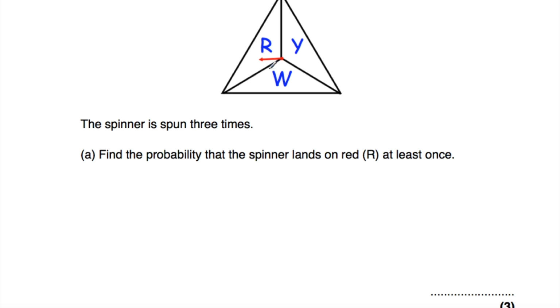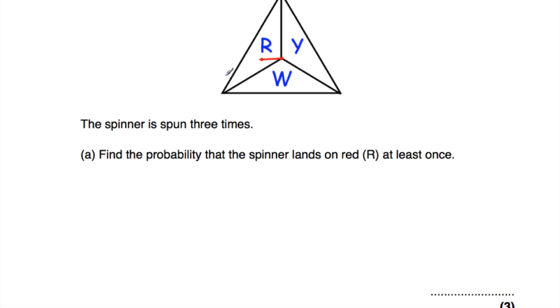Part A says find the probability that the spinner will land on red at least once. So at least once. Now if we were to write down all the outcomes that would have the spinner landed on red at least once, there'd be loads of them. For instance, you could have red, white, white, red, white, yellow. Because there's at least one, so it could be red, red, red, red, yellow, red. There'd be lots of them.